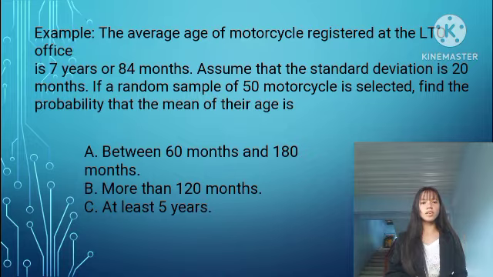Assume that the standard deviation is 20 months. If a random sample of 50 motorcycles is selected, find the probability that the mean of their age is: A. Between 60 months and 180 months. B. More than 120 months. C. At least 5 years.